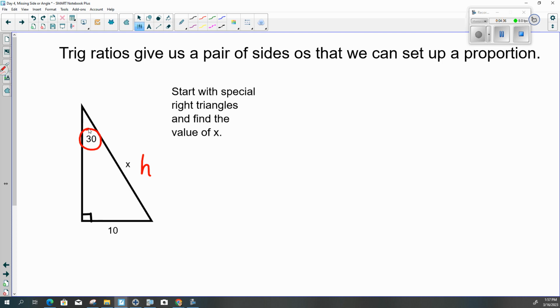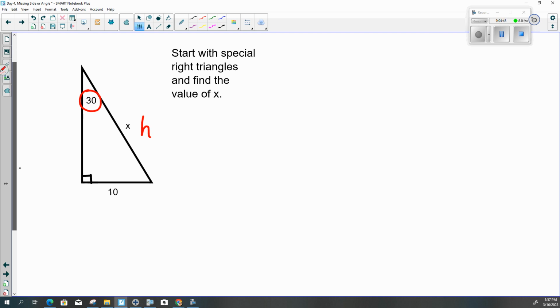Looking back at the 30. Yes, sir? They didn't give me that one. It's whichever one's written in your picture. They'll only have one of them written in there. Okay.